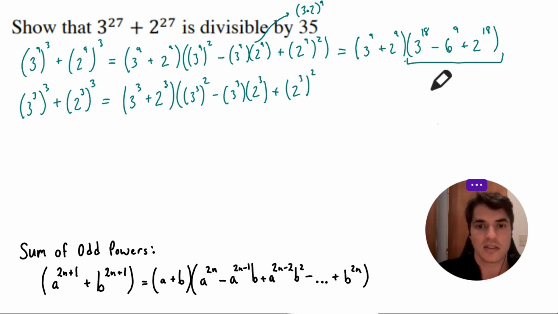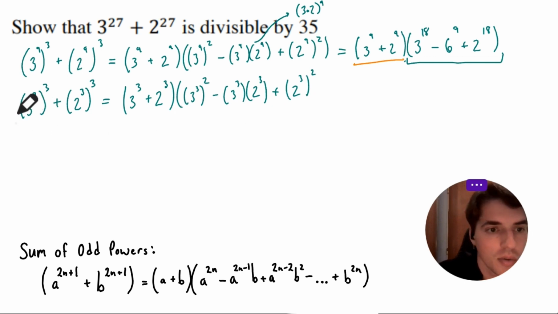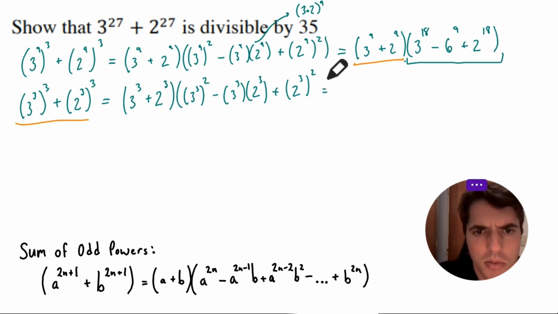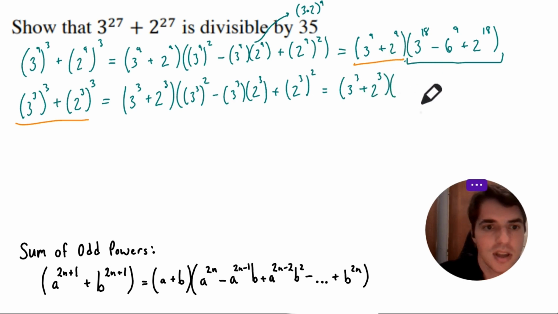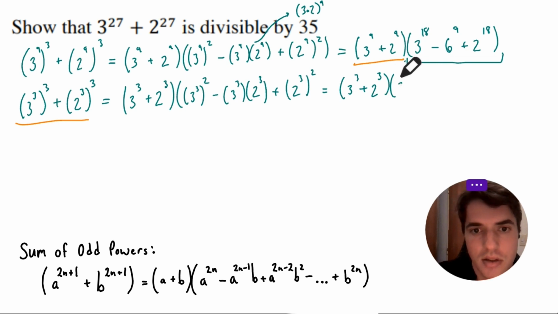I'm going to leave it out until we get to the answer because we're just working here with this first term. That's what we're factoring right now. And maybe I should have changed colors, but here we are. So this can be rewritten finally as 3 to the third plus 2 to the third times 3 to the third squared is 3 to the sixth. And then we're going to use that same trick, 6 to the third plus 2 to the sixth.